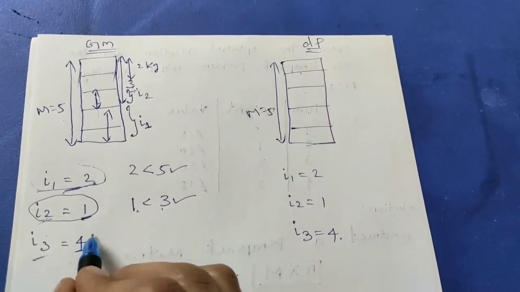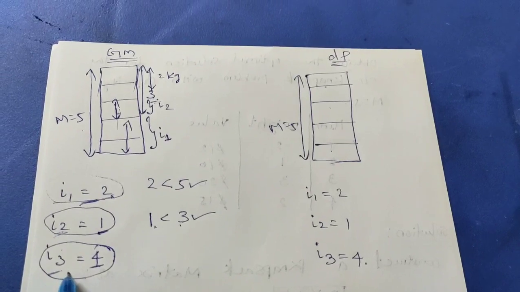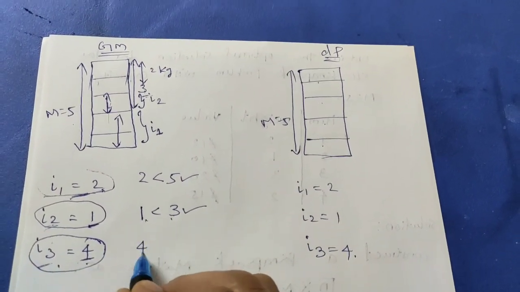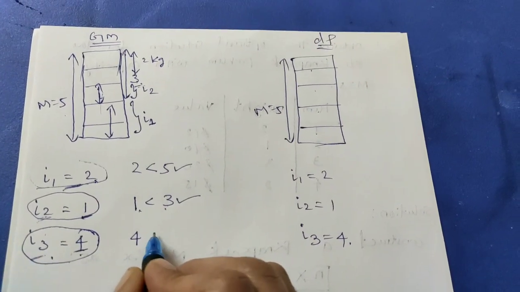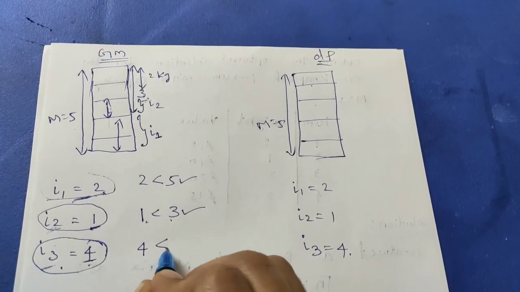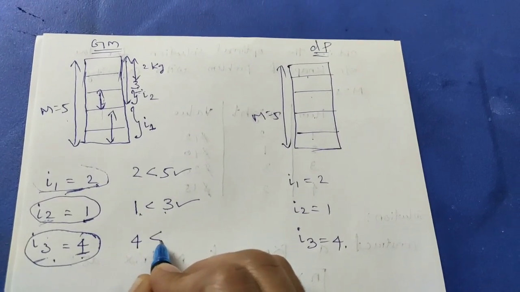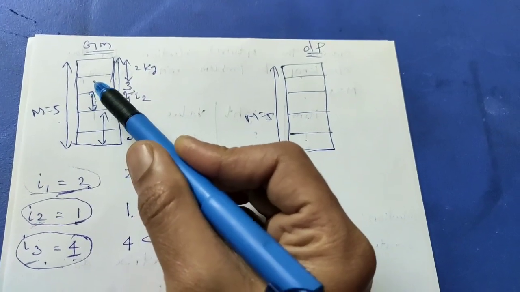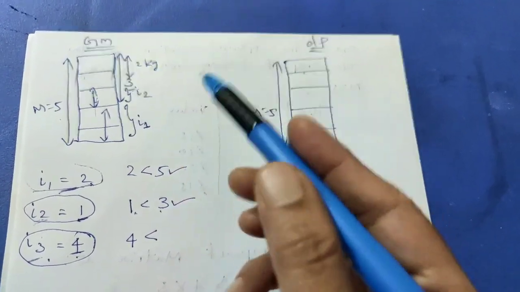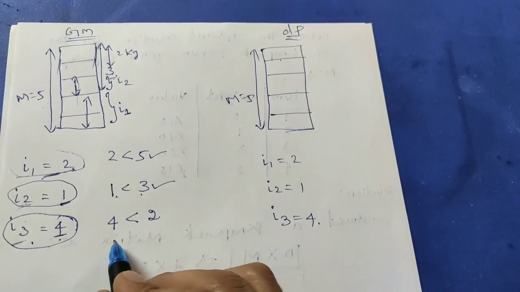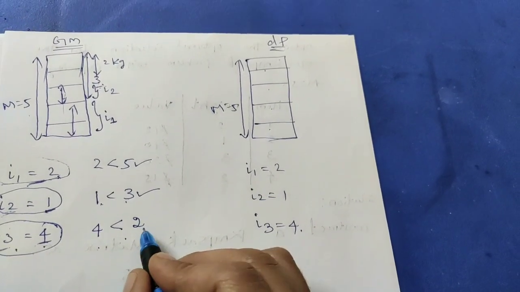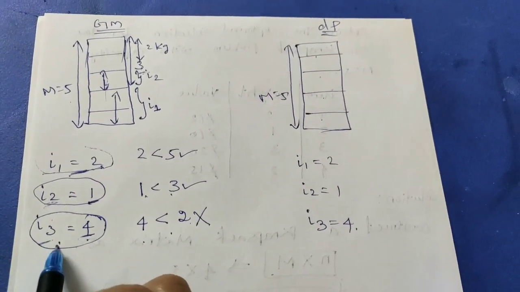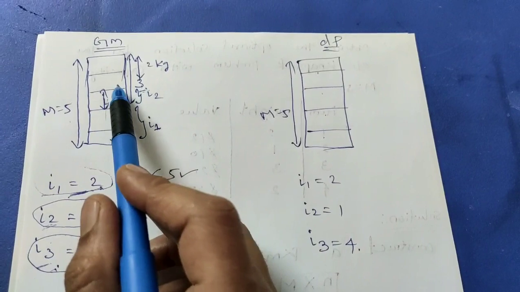Now let us process the third item I3. The weight of the third item is 4. Let us compare. Is it less than the remaining capacity or greater than the remaining capacity? Let us see. What is the remaining space I have in the knapsack after placing the first 2 items? I have a 2 kg space. 4 is not less than the remaining capacity of the knapsack. That means the item 3 I cannot include completely into the knapsack.